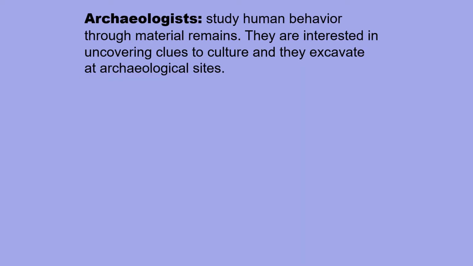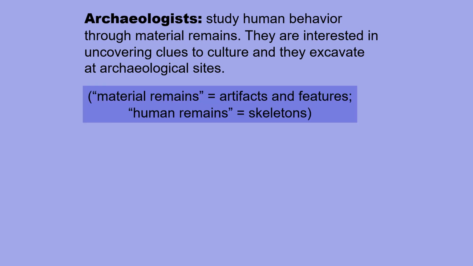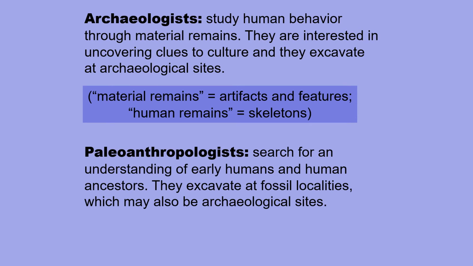Archaeologists study human behavior through material remains. They're interested in uncovering clues to culture, and they excavate at archaeological sites. The phrase material remains is also important. I know a lot of students want to say that archaeologists uncover human remains, but to an archaeologist, human remains means skeletons. Material remains refers to artifacts and features. Paleoanthropologists search for an understanding of early humans and human ancestors. They excavate at fossil localities, which may also be archaeological sites.